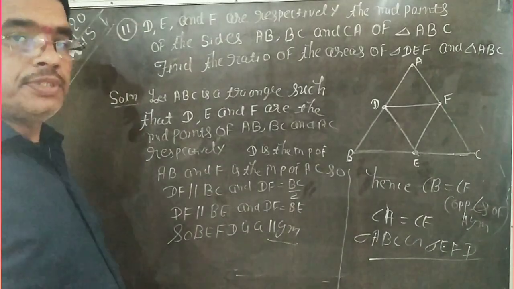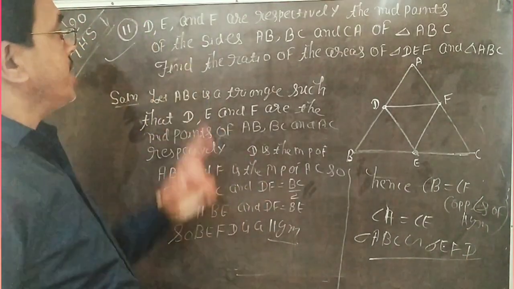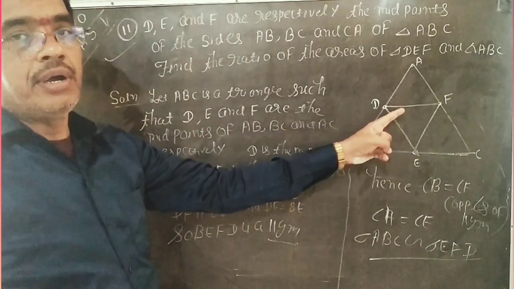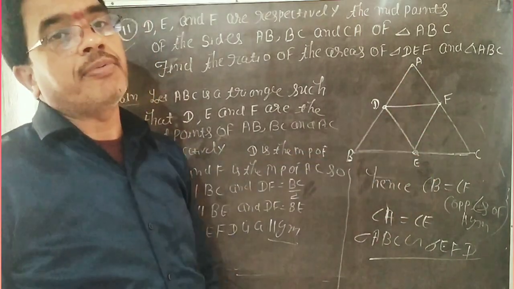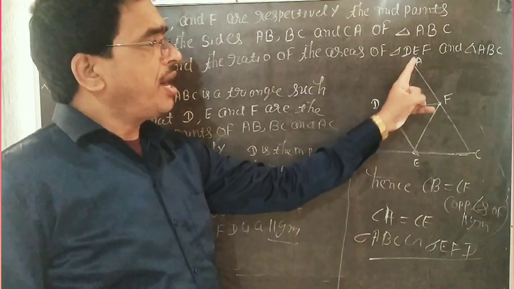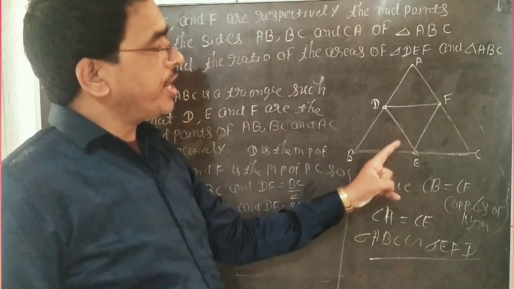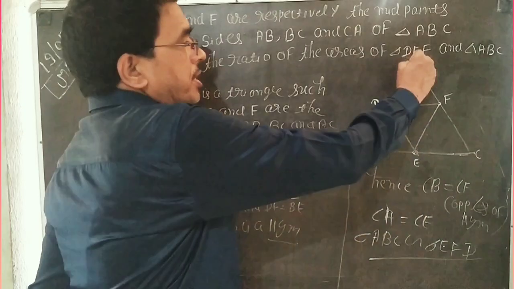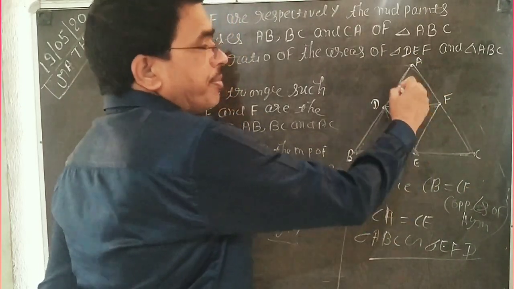Now the second question of the example, that is question number 11. D, E and F are the midpoints of the sides AB, BC and AC respectively. That means D is the midpoint of AB, E is the midpoint of BC and F is the midpoint of AC. And you have to find the area relation between triangle ABC and triangle DEF. That means this is a large triangle and this is a small triangle. What is the area relation between them?